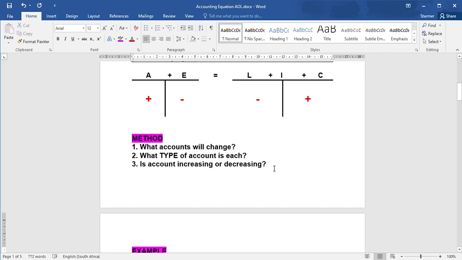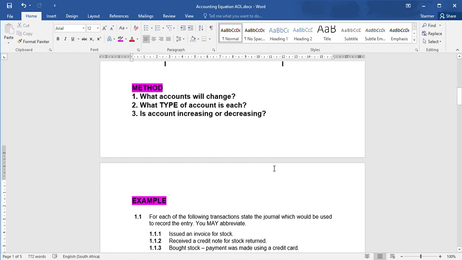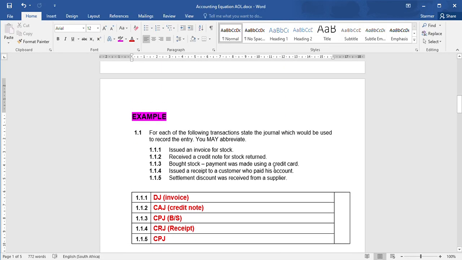Alright, just quickly, before we get to the table, I just want to go through a quick example on identifying journals that you need to use. If you issue an invoice for stock, it means you have sold on credit, so that will get recorded in the debtors journal. If you receive a credit note for stock returned, it means you have returned, so that gets recorded in the CAJ with the source document credit notes.